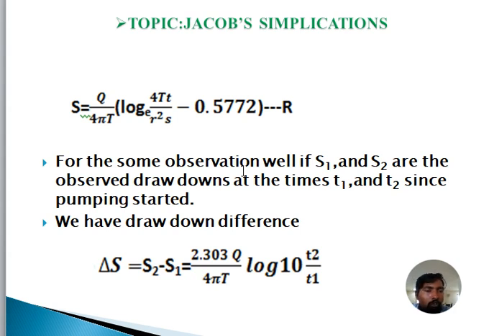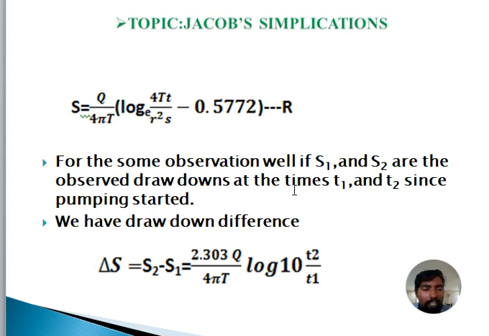For some observations, S1 and S2 are the observed drawdowns at time 1 and time 2 since pumping started. For example, at time 1 the drawdown has some value in meters, and after some time, represented by T2, the drawdown value changes. At time T1 the drawdown is S1, and at time T2 the drawdown is S2. Between T1 and T2 pumping is happening, so the water levels in that aquifer, in that well, change.